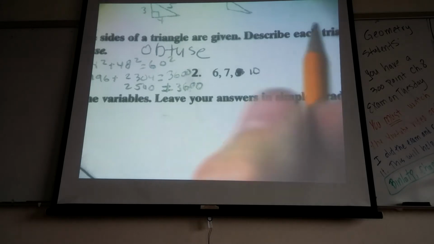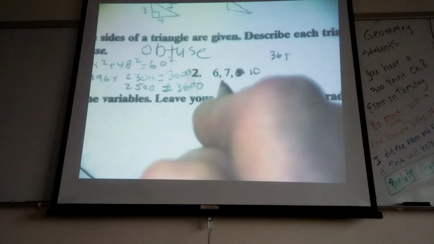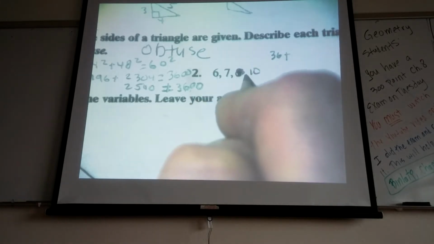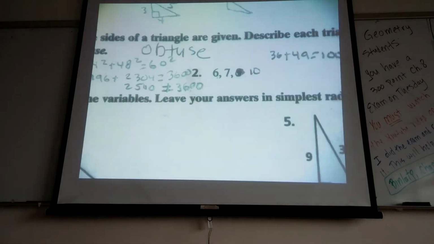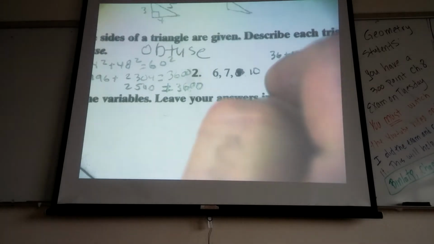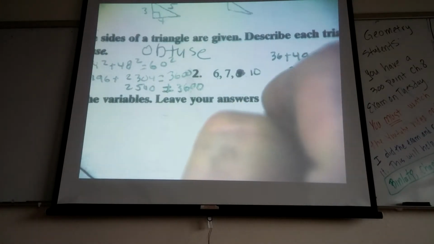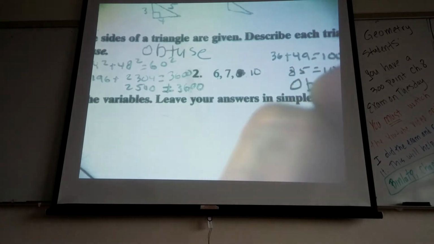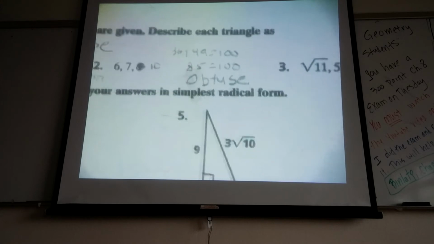If we do the same thing, and I'm going to go a little quicker here, that's 36. A squared plus B squared equals C squared. 36 plus 49 equals 100. 36 plus 49 is going to give you 85, which does not equal 100. And this one will also be obtuse. On number 3, I'm going to do the same thing.